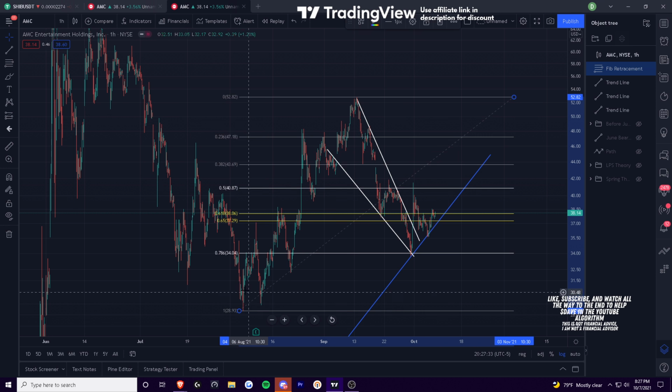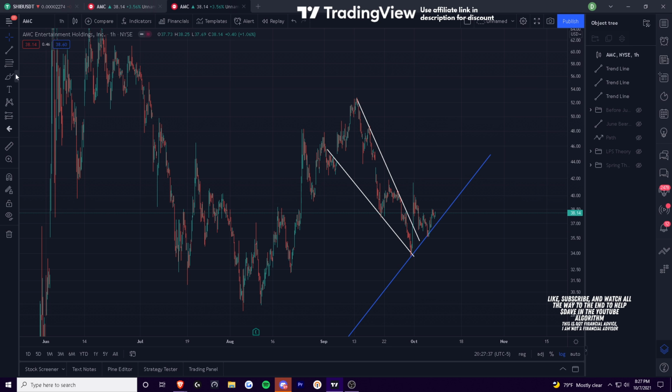And what I was saying was, this is an Elliott wave 1. Let me go find my Elliott tool, sorry.